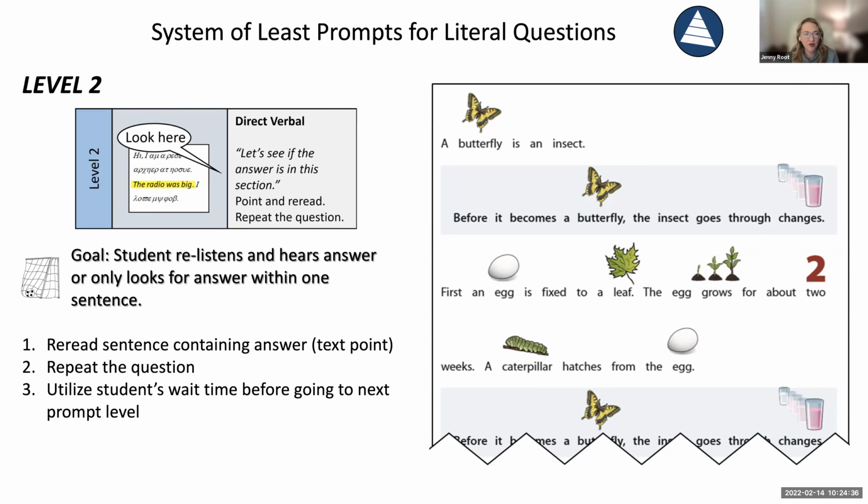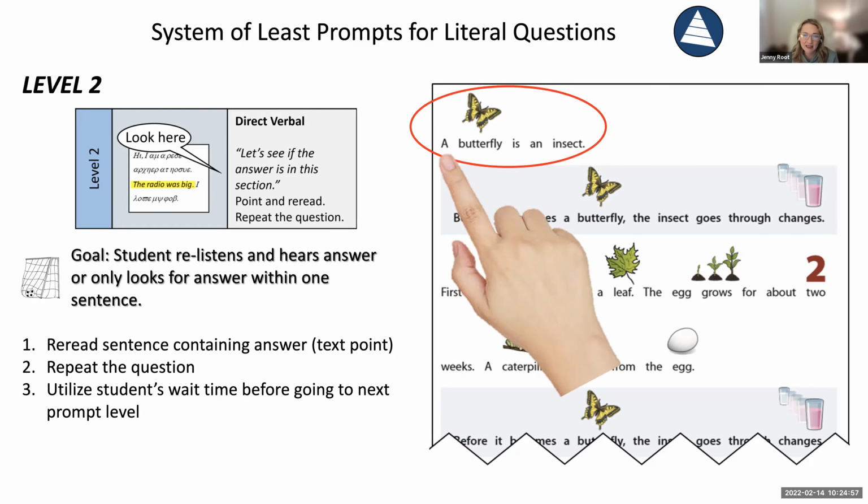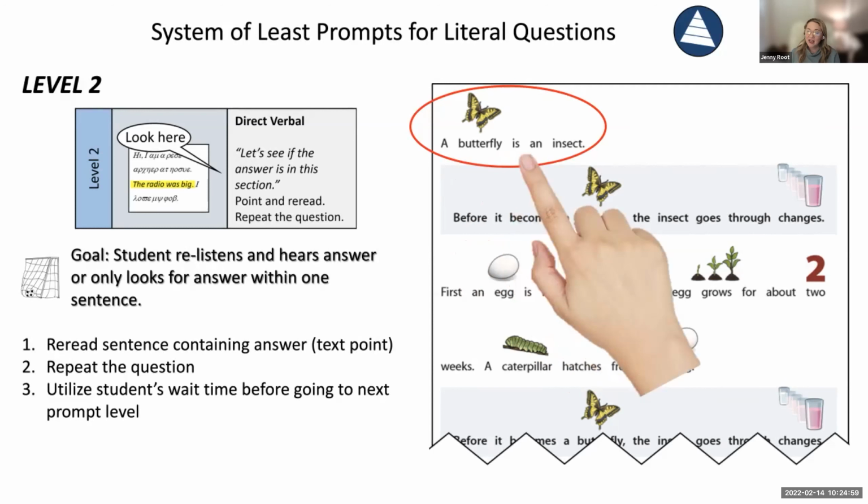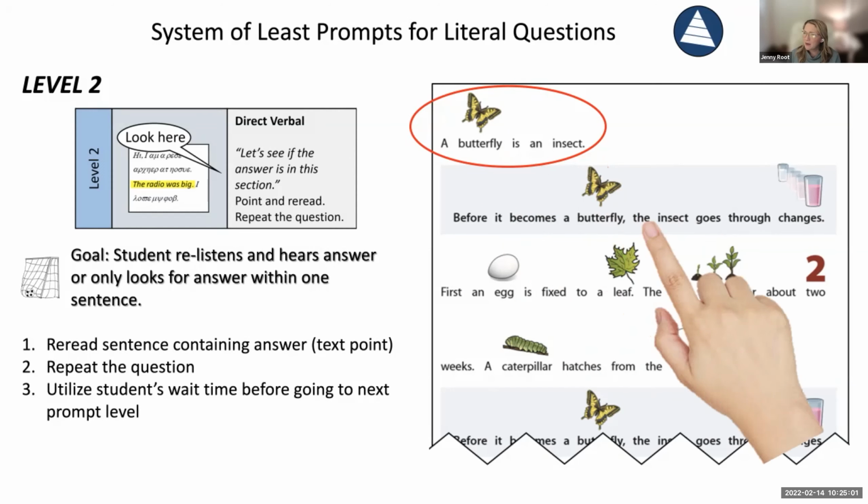You're still not answering. The goal is that the student is going to re-listen and hear the answer, or only look for the answer within one sentence. So at this point, we're going to reread and text point. Ideally, the student is going to text point with you if you are in a small group or one-on-one setting. Okay, so we're going to reread. A butterfly is an insect. We might say, Curtis, what type of living thing is a butterfly? Give them wait time.